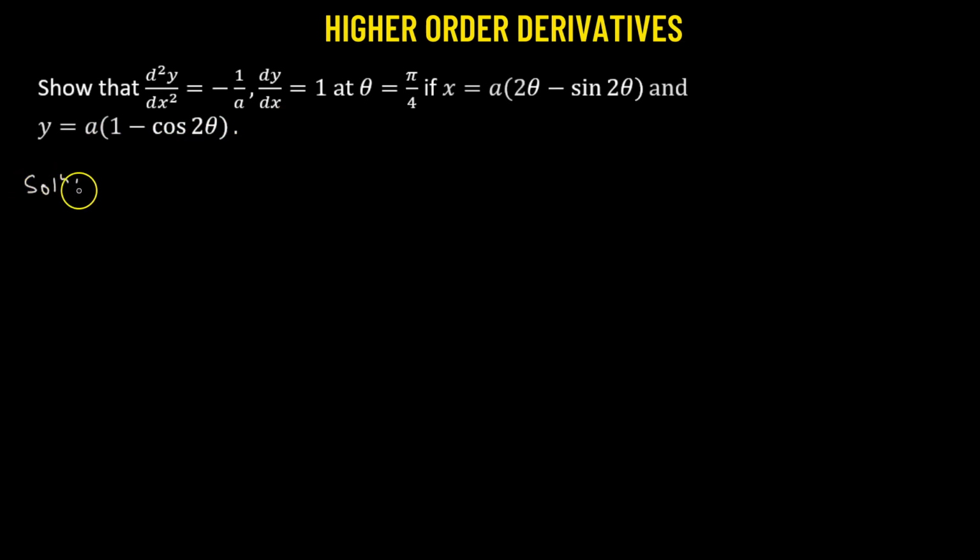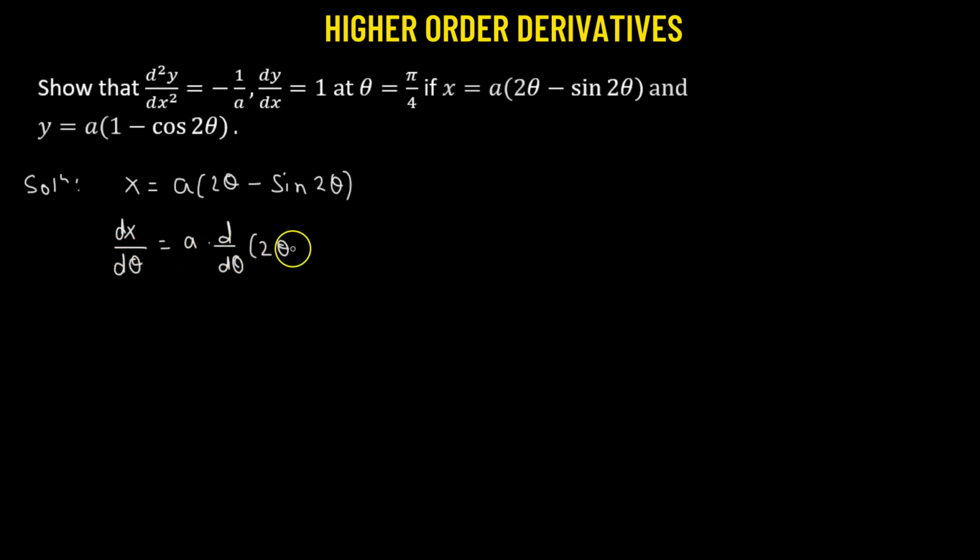So let's begin. We have x given by a times (2 theta minus sine 2 theta). Let's take the derivative on both sides with respect to theta. So a here is a constant, so we'll keep it aside. We'll simply multiply it to the derivative of 2 theta minus sine 2 theta. That gives us a times, so here 2 is a constant, so we have 2 times the derivative with respect to theta of theta minus the derivative with respect to theta of sine 2 theta.